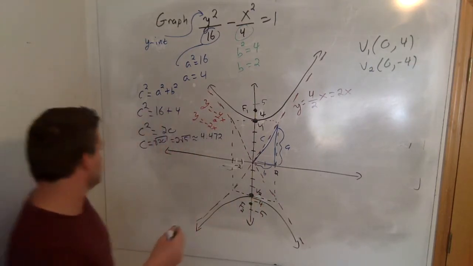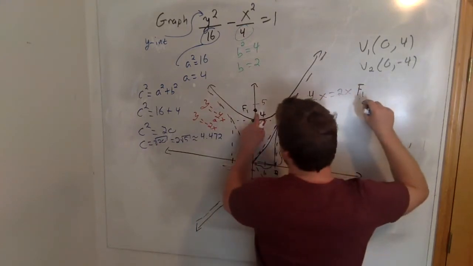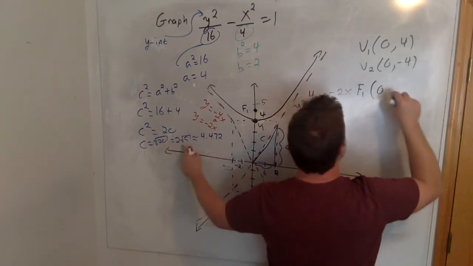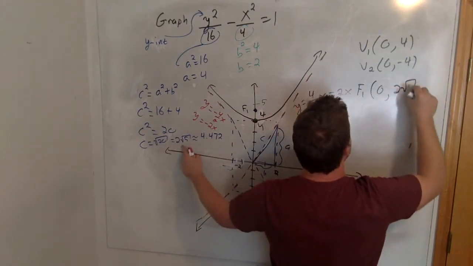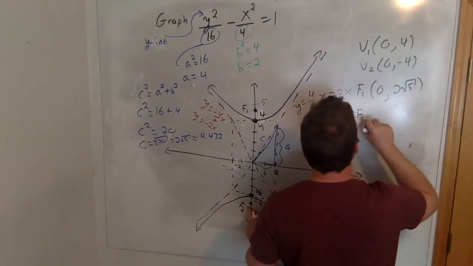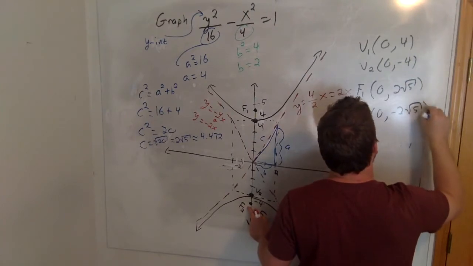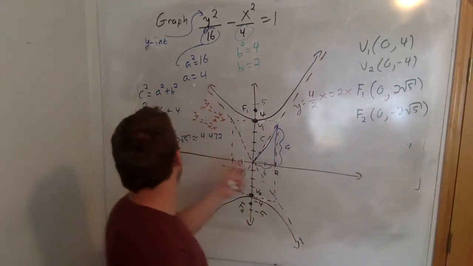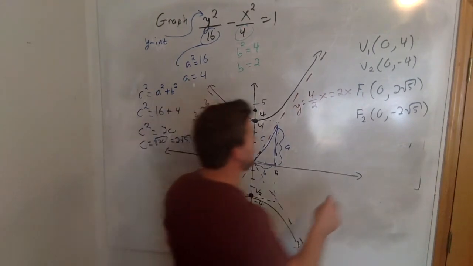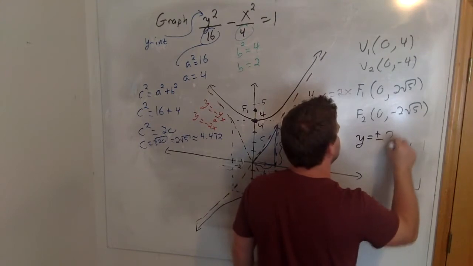And what will be the coordinates of those focuses, or those foci? Okay. This one will have coordinates, let's see, 0 and 2 root 5. And the other one, this foci, will have coordinates 0 and negative 2 root 5. I would have no problem if you left 2 root 5 as root 20. And the equations of the asymptotes will be y equals plus or minus 2.